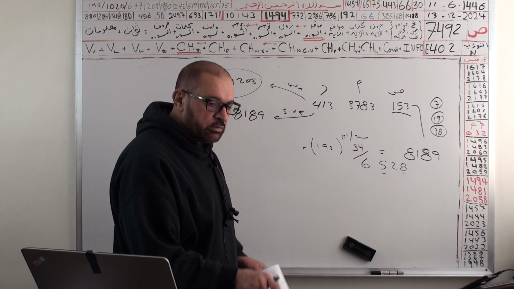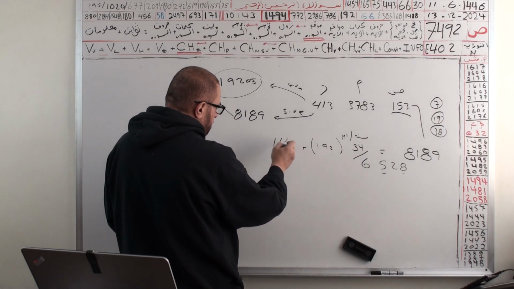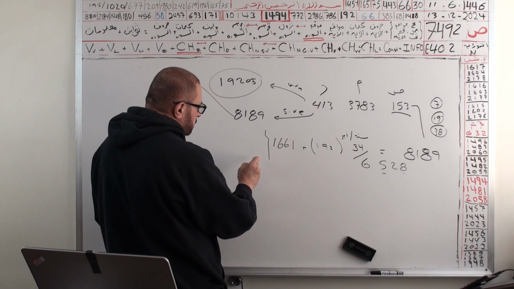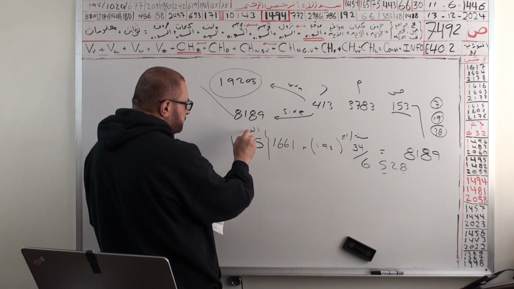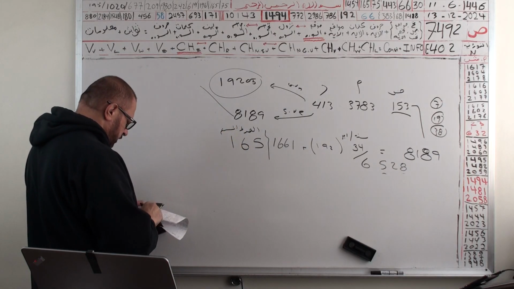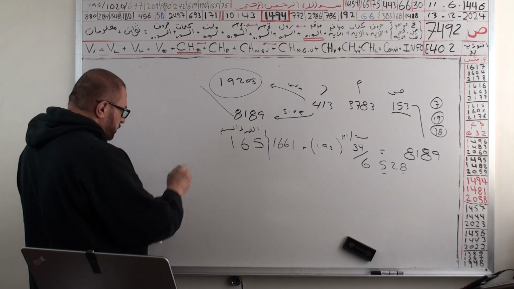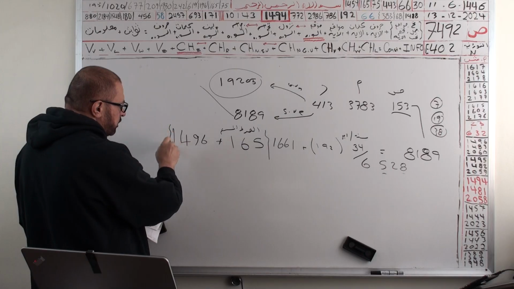Now we're dealing with 1661. What are we talking about? We are talking about as-sirat al-mustaqim. The sad represents as-sirat al-mustaqim, the straight path. As-sirat is 60, al-mustaqim is 105. So take 165. It gives you the span of the Muslim Ummah, or the lifespan of the sirat.